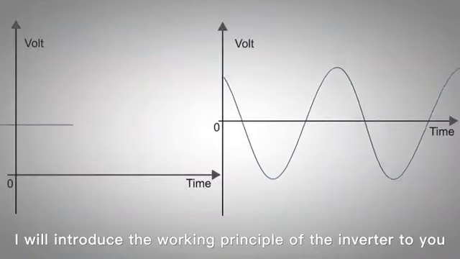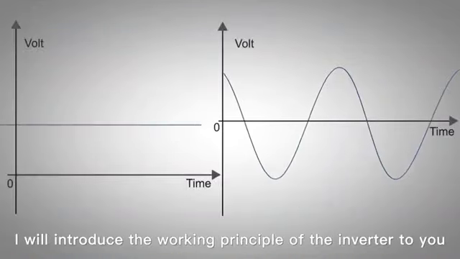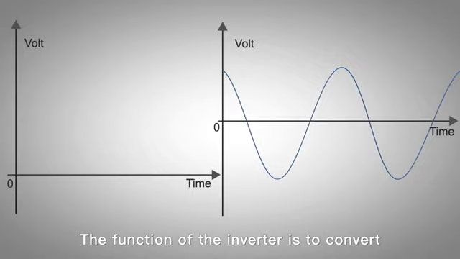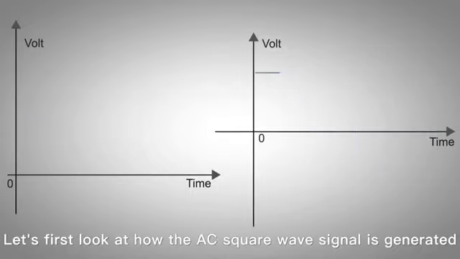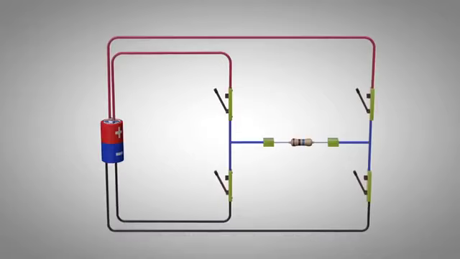Today, I will introduce the working principle of an inverter to you. The function of an inverter is to convert DC power into AC power. Let's first look at how an AC square wave signal is generated.